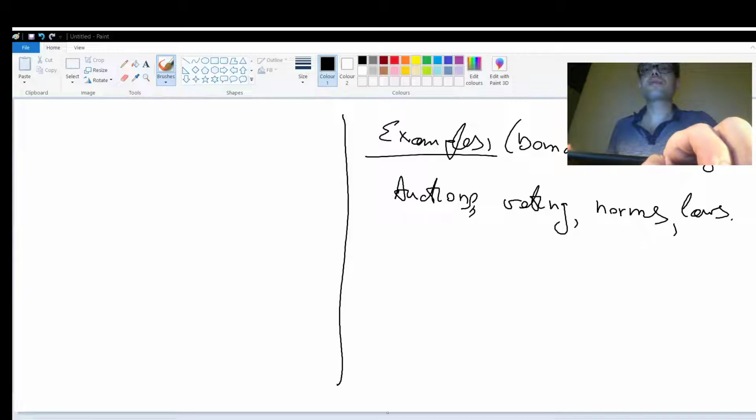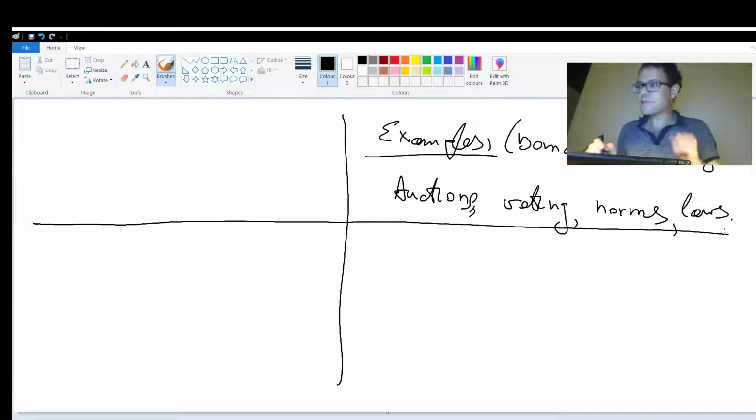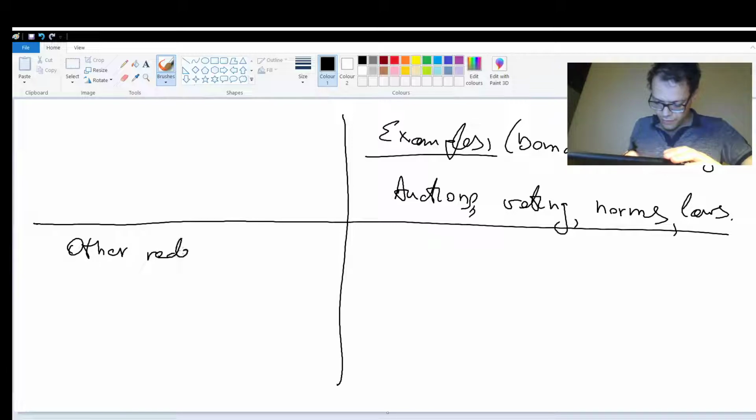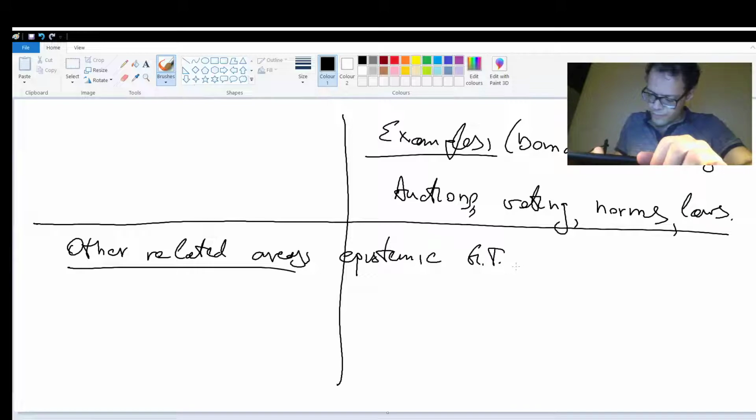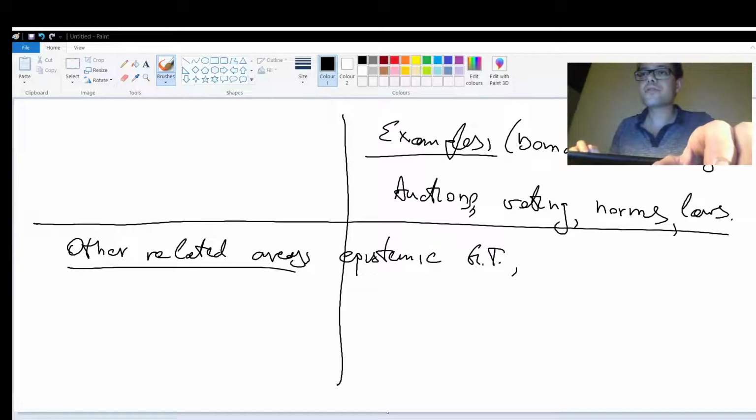So they also give some areas which are, I would say, just related to what we just did. So for example, epistemic game theory talks about what can be known and how knowledge influences how we play. So other related areas. Epistemic game theory, it's about knowledge.